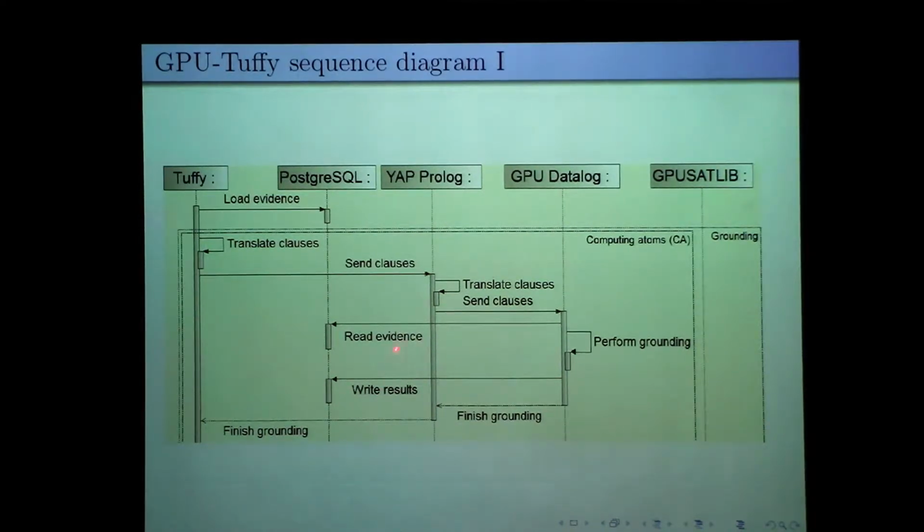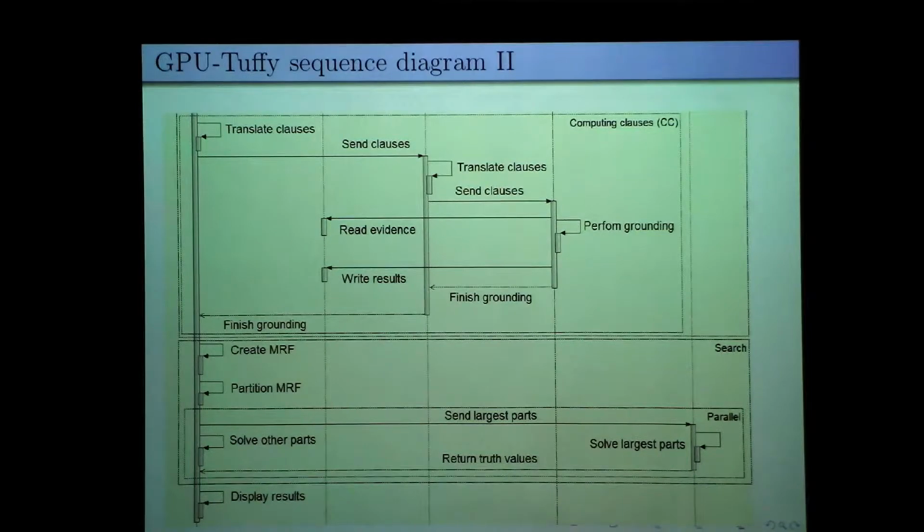And this is the first part of the grounding, computing the active atoms that are going to be used in the search stage. And then we continue with computing the active clauses, which is a similar process. The clauses are again translated, sent to GPU Datalog, and grounded. And then we go to the search phase.